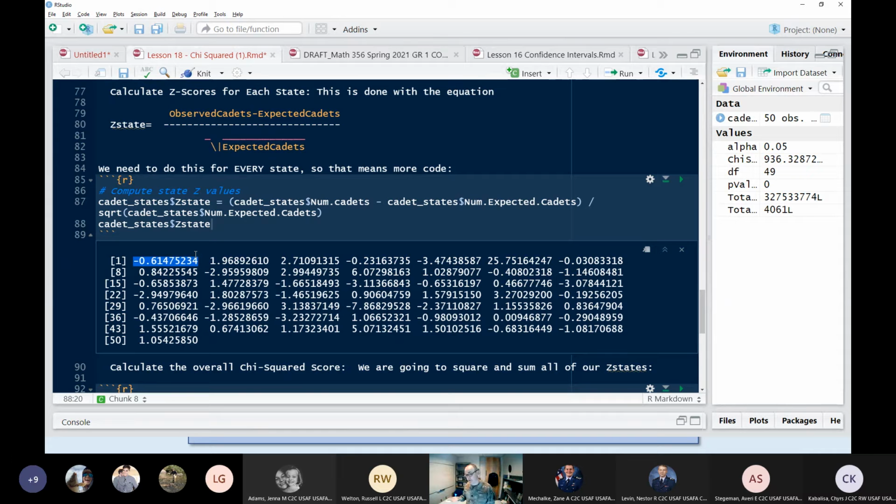Before we go on to creating our chi-squared, just as a side question, looking at this, do you see any number in here that seems to stand out to you?